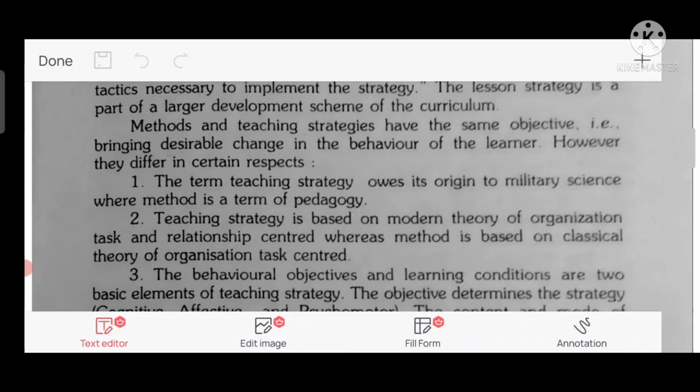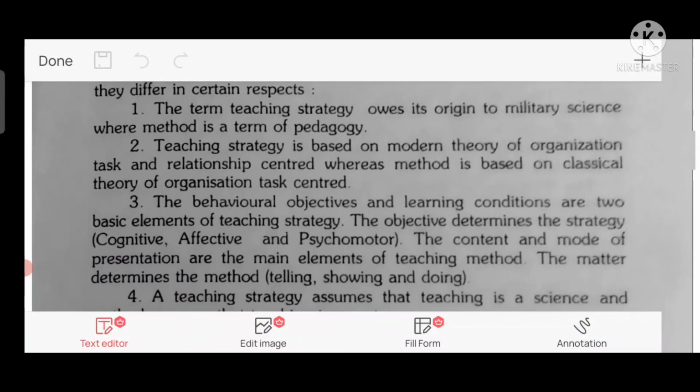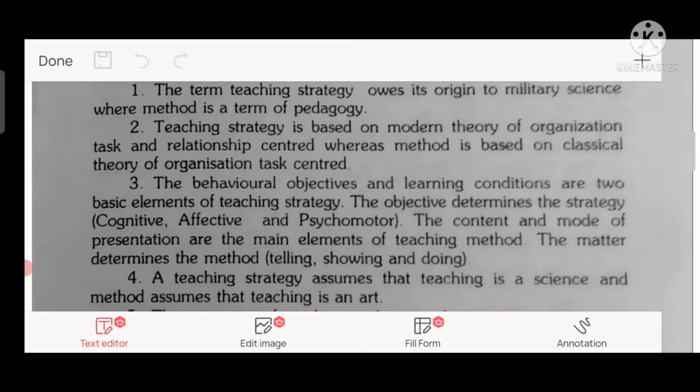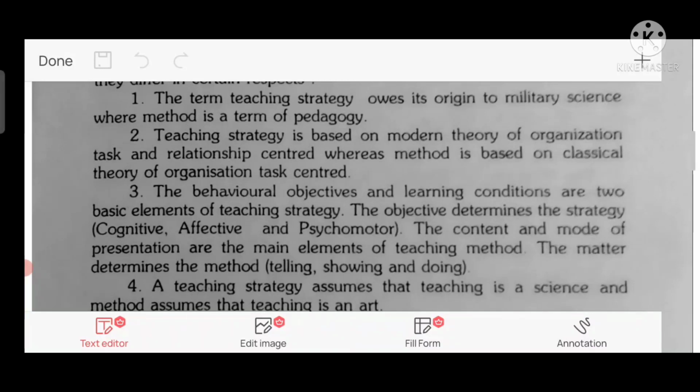Methods and teaching strategy have the same objective, bringing desirable change in the behavior of the learner. However, they differ in certain respects. Point number 1, the term teaching strategy owes its origin to military science, whereas method is a term of pedagogy. Second point, teaching strategy is based on the modern theory of organization, task and relationship centered, whereas method is based on the classical theory of organization, task centered.